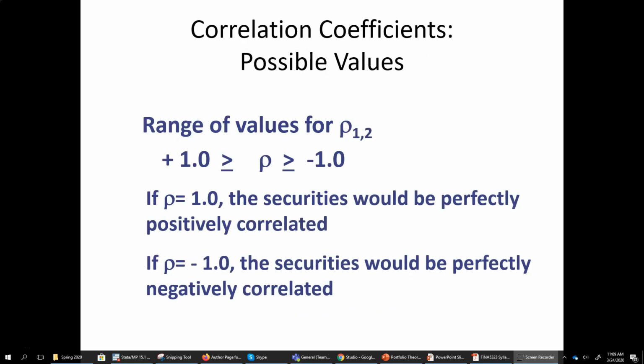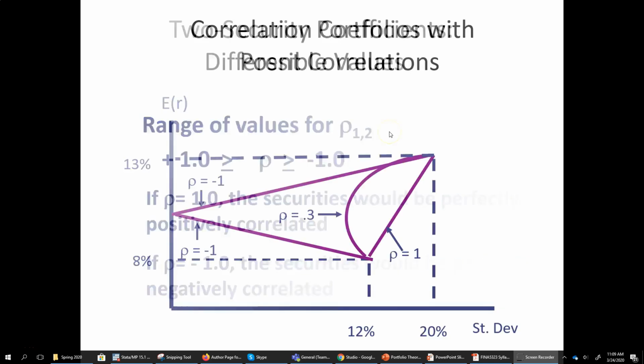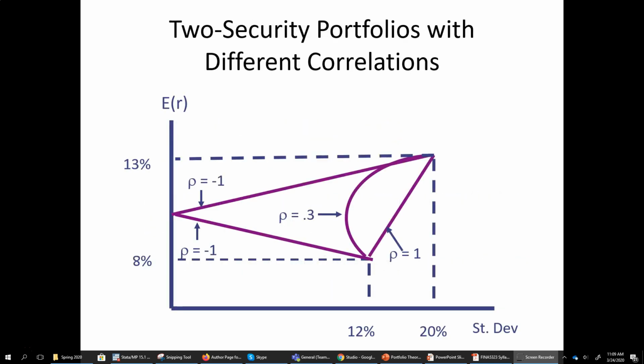I know this is all review, but these correlation coefficients have a range from +1 to -1. Securities with a +1 correlation coefficient would move together perfectly. We say that they're perfectly positively correlated. At the other extreme, when the correlation coefficient is -1, those securities would be perfectly negatively correlated. They would tend to move in different directions. And we've seen this all before.